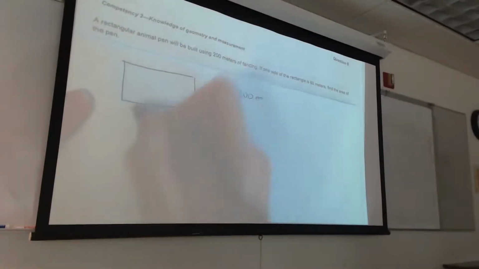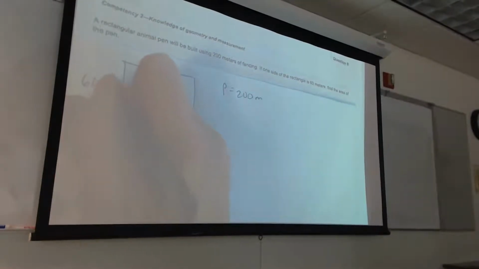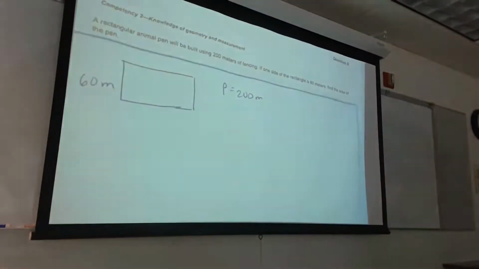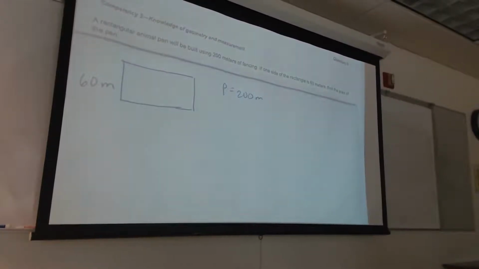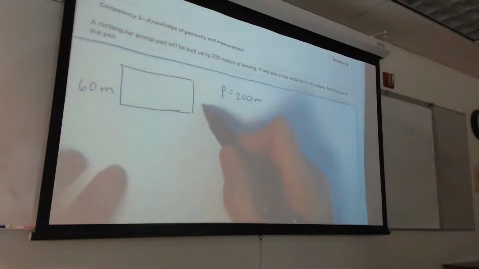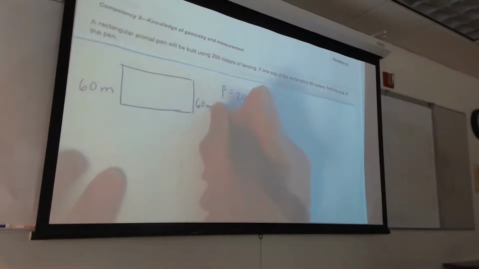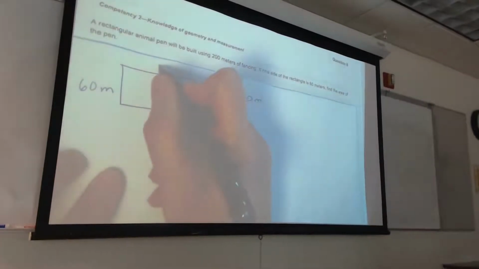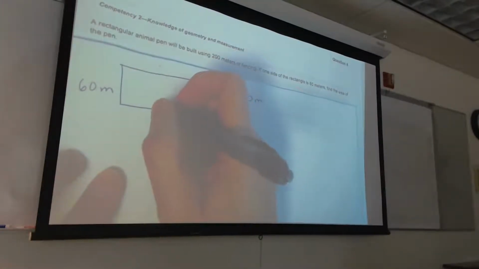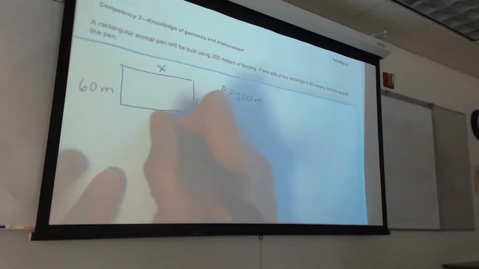It doesn't really matter which one I put where. I'm just going to put it here. I don't know if it's the width or the length. It really doesn't matter. So if that side's 60, what's this side? 60. And then what's this side? Do we know? 40. Well, you can add it up. But if we don't even know that, what is it? We could just say X, right?